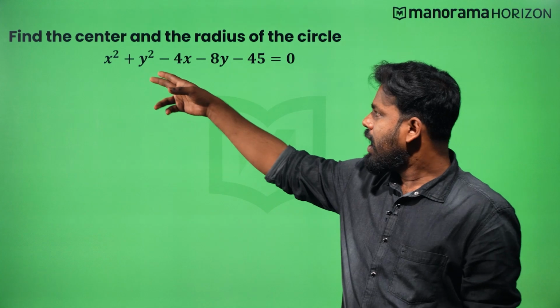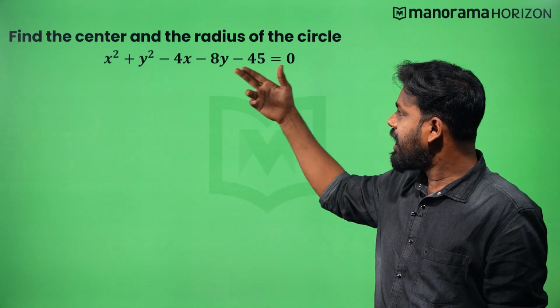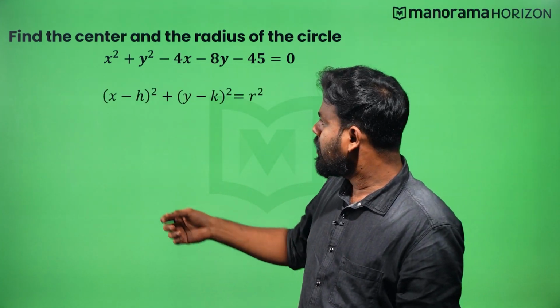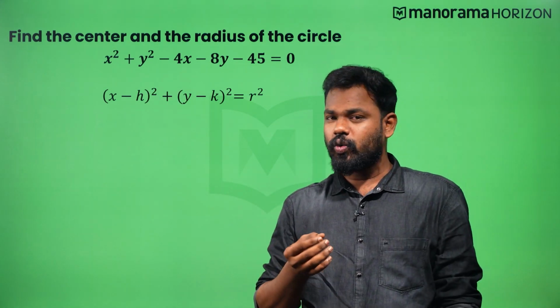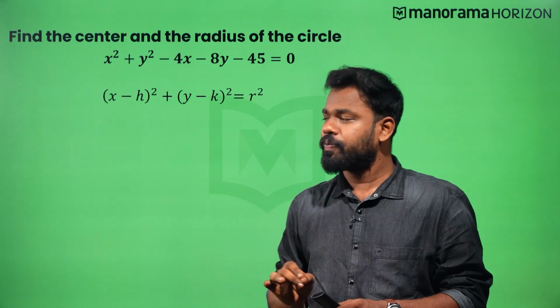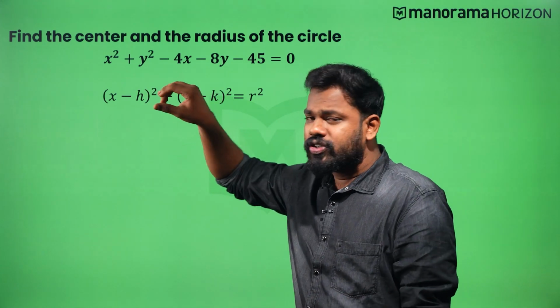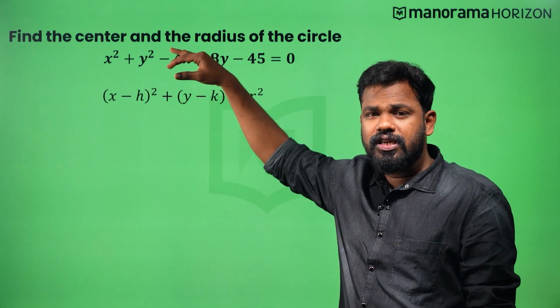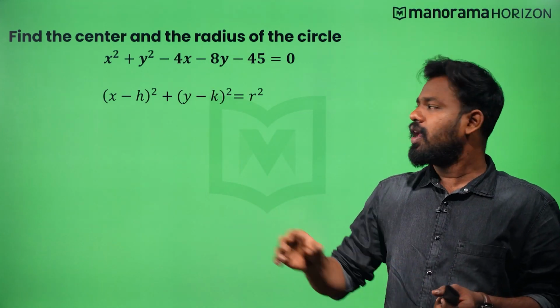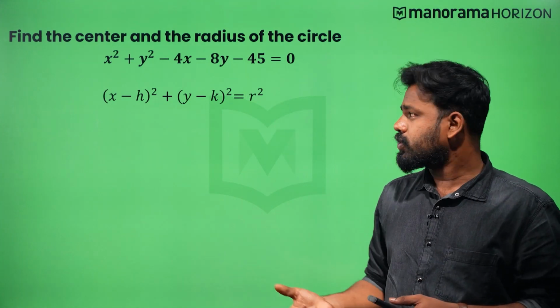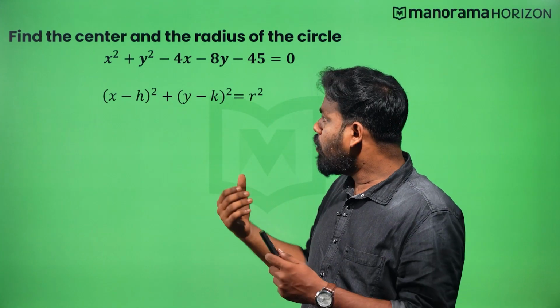So let's look. x square plus y square minus 4x minus 8y minus 45, right? That is the equation given. And we know the general form of the circle, that is x minus h the whole square plus y minus k the whole square is equal to r square. Now, what is my intention? My intention will be to convert this equation into the general form, that is x minus h the whole square plus y minus k the whole square is equal to r square. So that will be my intention. And how will I do that?